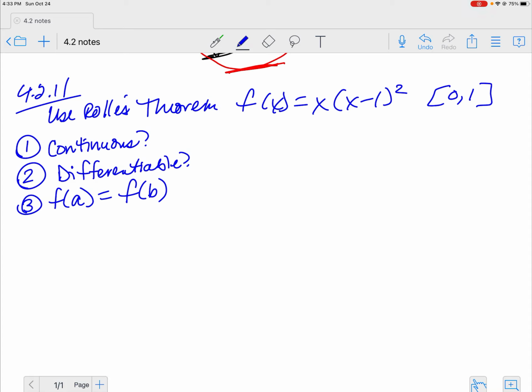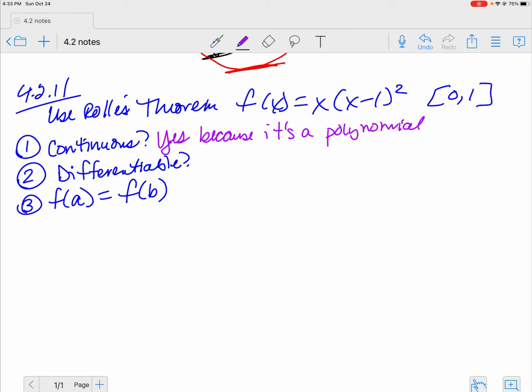Oh, let's figure this out. Step 1, is this continuous? Here's my function. Is that function continuous? Yes! What is that? That's just a polynomial, right? Yes, a polynomial. Yes, because it's a polynomial.